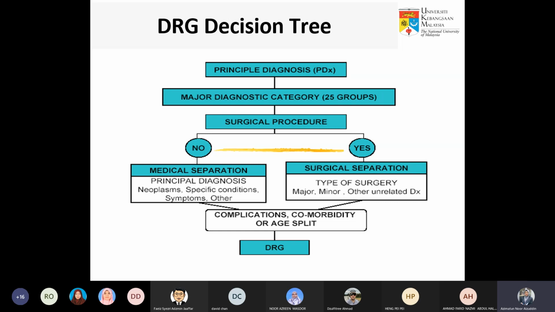Okay, kemudian kita tengok dia punya comorbidity atau complications, tapi bagi yang mempunyai surgical procedure, kita tengok pula type of surgery dia, sebab surgery lebih mahal. So ada sama ada major, minor atau ada related diagnosis yang menyebabkan dia ada surgical procedure tadi, dan balik juga kepada melihat complication dan comorbidity, and even also look at the age matters, so before we come up with the DRG.